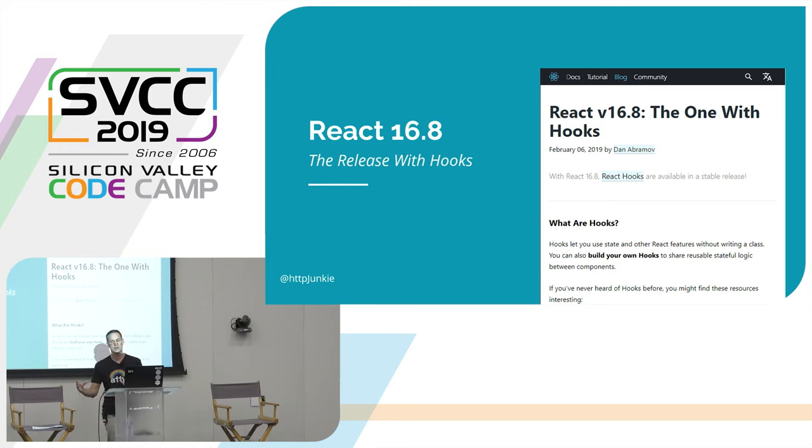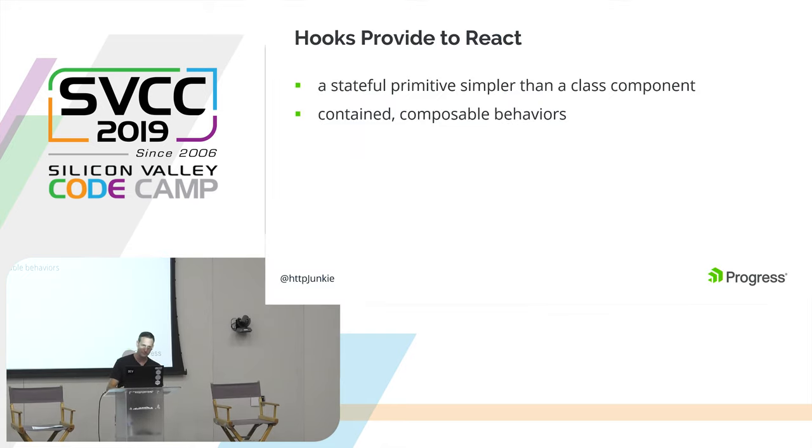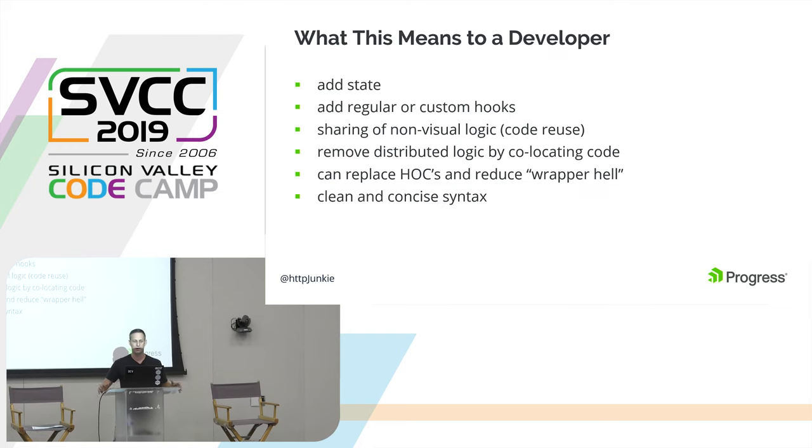I liked the idea of creating a very simple application, not having to get into types and being able to write more functionally. And so React kind of brought us back to that with functional components and the ability to use hooks and state within those functional components. So hooks provide to React a very simple primitive that's better than a class component, right? They also provide kind of contained composable behaviors. So what does that all mean for you, the developer?